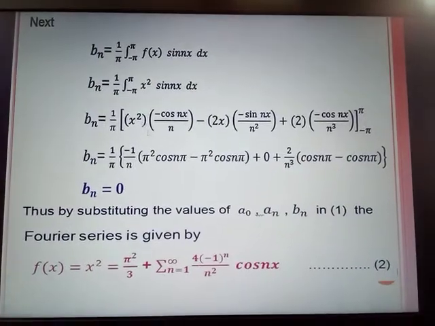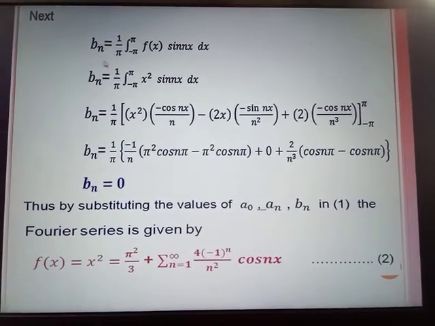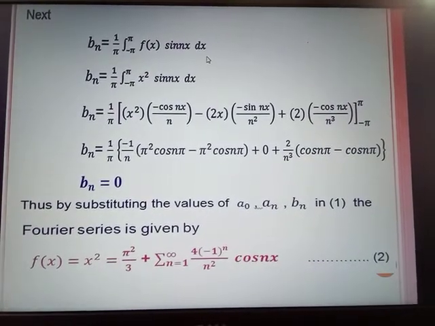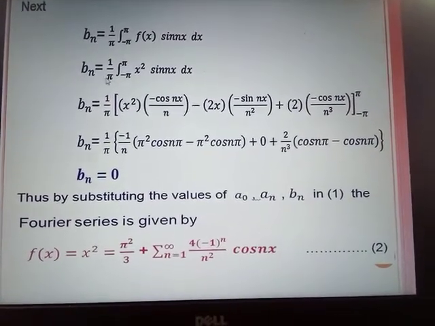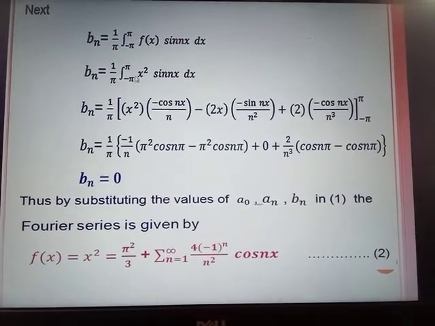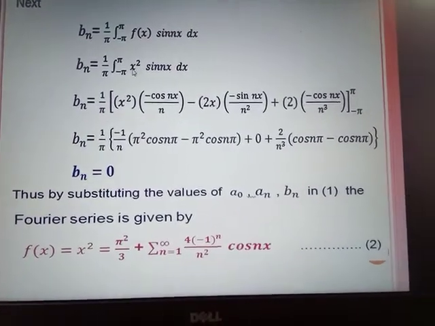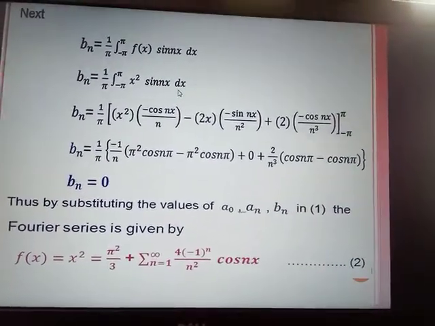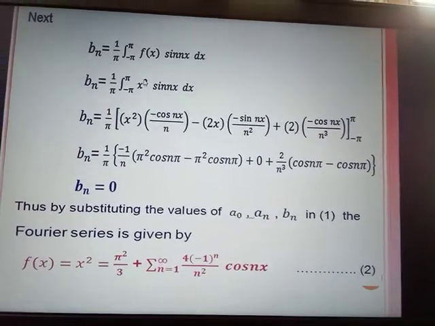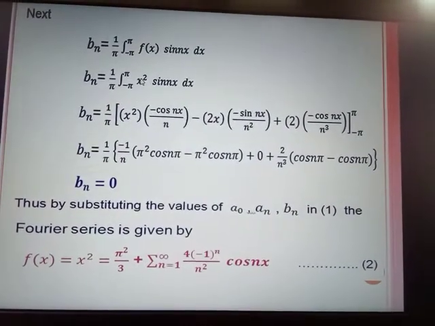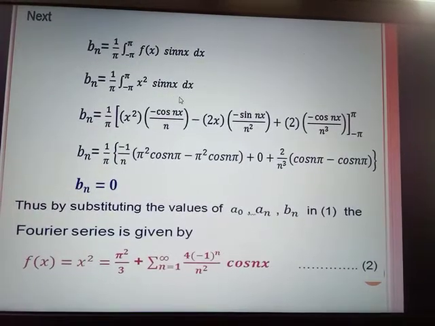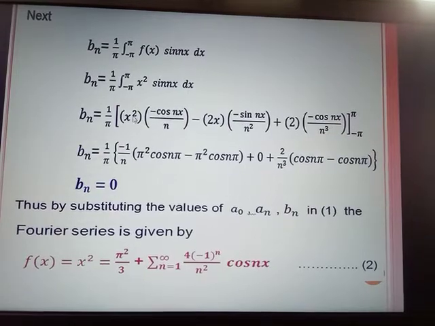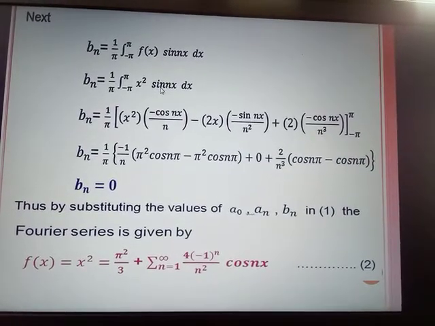For that, bn is equal to 1 by pi integration from minus pi to pi f of x sin nx dx. Bn is equal to 1 by pi integration from minus pi to pi, where f of x is x square, sin nx dx. Again, we have to apply Bernoulli's rule to find this integration. Consider x square as the differentiating part and sin nx as the integrating part. Then bn is equal to 1 by pi, keep the differentiating part x square as it is, and integrate sin nx.